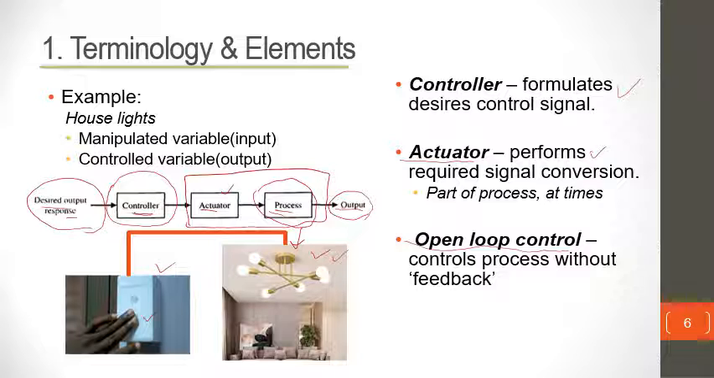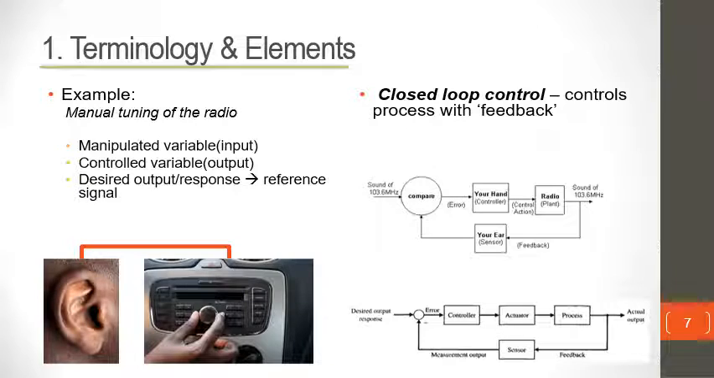So you have an input. We have in this case a desired output response that is taken by the controller to formulate the control signal, and that control signal is applied to the actuator. The actuator then converts the signal to something that the process would understand to give out the desired output. So we say then an open loop type of control system is the house lights, and the process in this case. We say it's an open loop because it operates without what's called feedback. We'll later define this feedback.